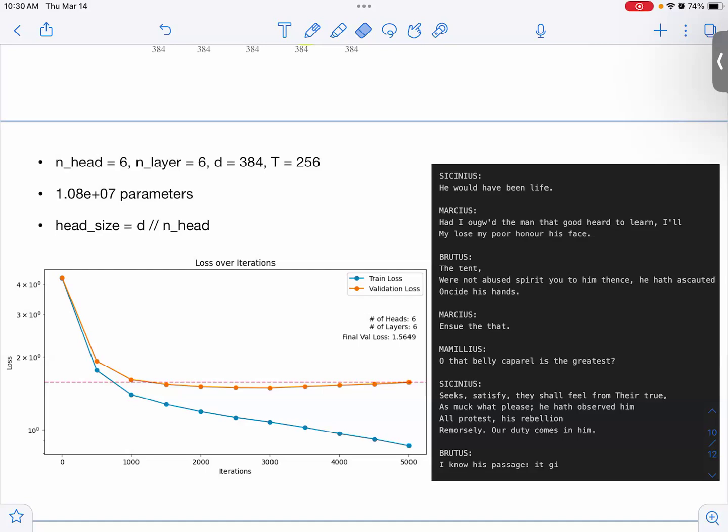These are the parameters that the original script has, and you can see the output. So this is much better. It's probably not English, but it looks more like language.